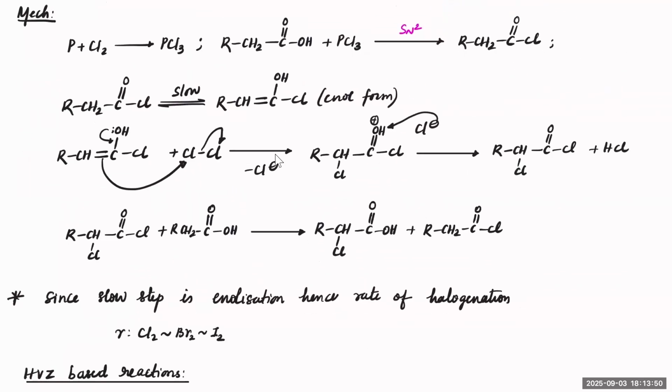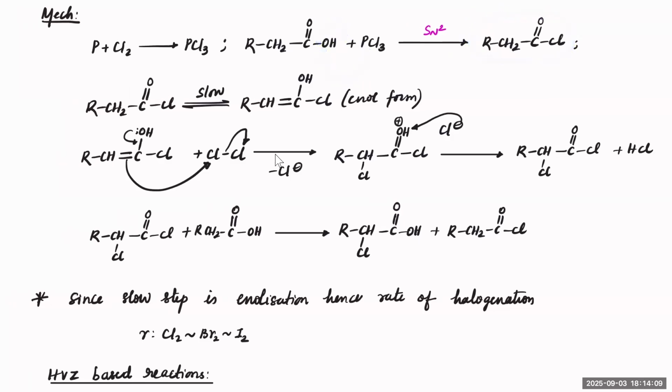How does the reaction proceed? Check. Red phosphorus with Cl2 will become PCl3. PCl3 with some amount of carboxylic acid will convert into acid chloride. This we just learned: Cl will go, OH minus will come away, and acid chloride will form.